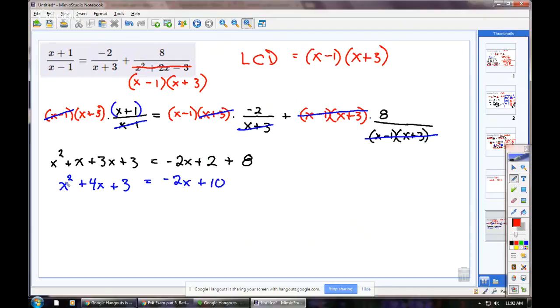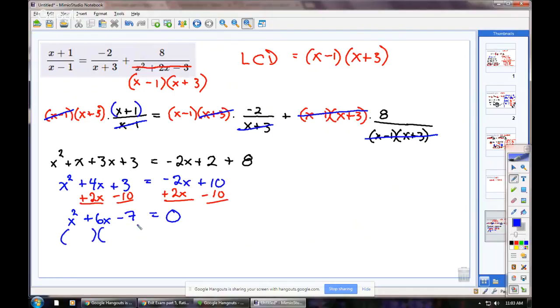Bringing everything to one side, because there's a square, I would want to add this 2x over to its like term here. And I would like to add that 10. No, I wouldn't. I would like to subtract that 10 over to its like term, the 3. Consolidating, what do we have? We have x squared plus 6x minus 7 equals 0. Hoping to use the zero product rule if this factors. Ooh, looks like it might.